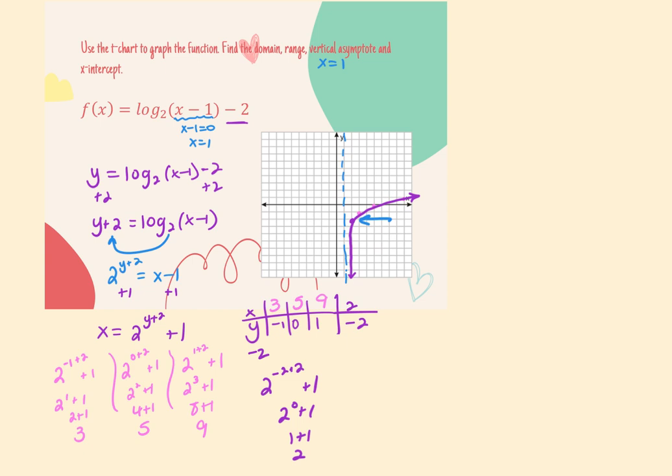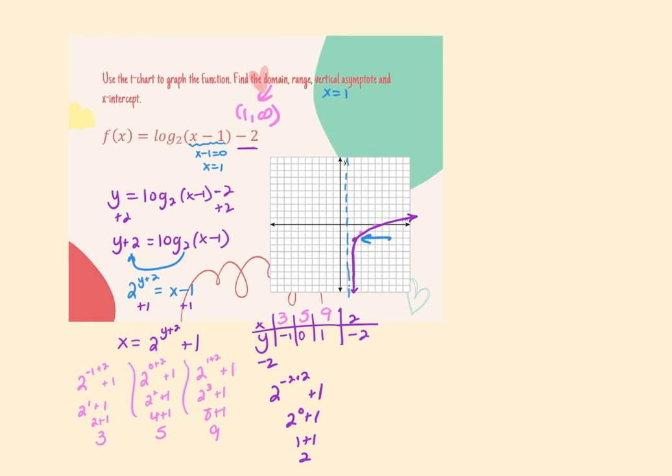And then your domain is now restricted. So with logs, our domain is restricted. It starts at the vertical asymptote. It points to the right. So this would be 1 to positive infinity with a parentheses on both. The range for logs is -infinity to positive infinity for every single one. And then the x-intercept comes from when y is 0. So that's 5, 0.